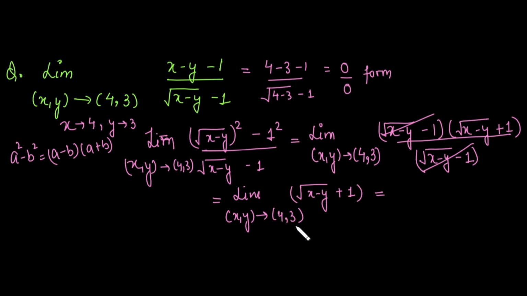Substitute x is equal to 4 and y is equal to 3. We have 4 minus 3 root plus 1. This is root of 1. Root of 1 is 1. 1 plus 1 is 2. In this case, we are getting a unique value of limit and that is finite. We can say the limit exists and the value of limit is 2.